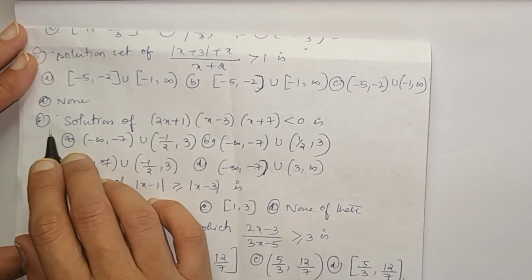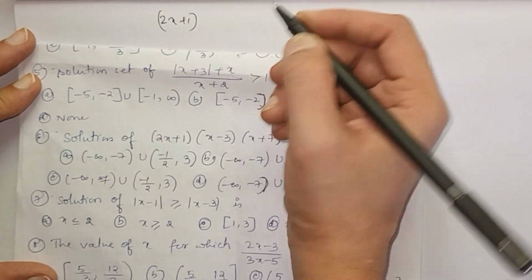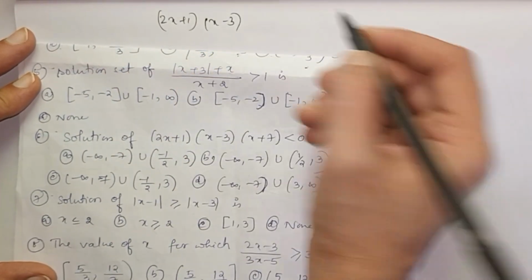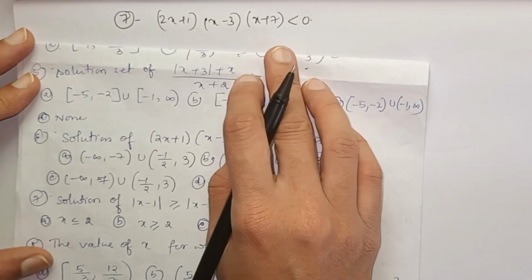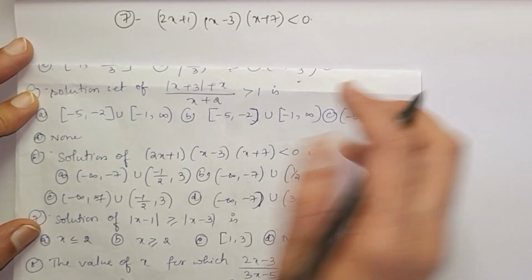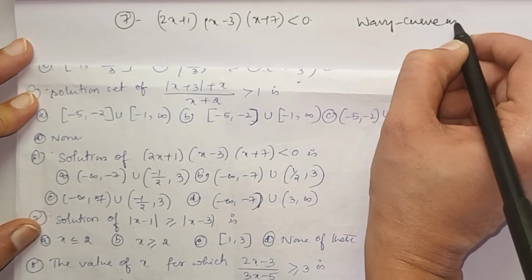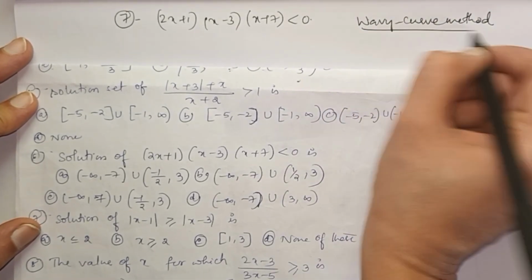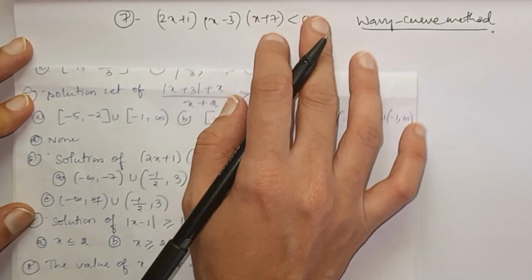Now see the sixth question. Solution of this inequality: 2x plus 1 into x minus 3 into x plus 7 is less than 0. So we want the solution of this inequality. Now to solve this inequality, we will use the wavy curve method. This is the shortcut method to solve the inequalities which are having the product factors.